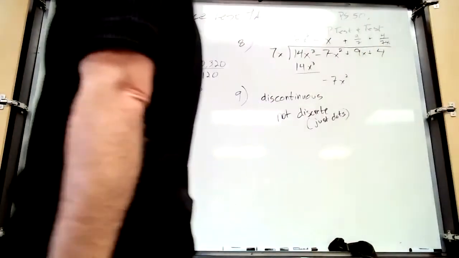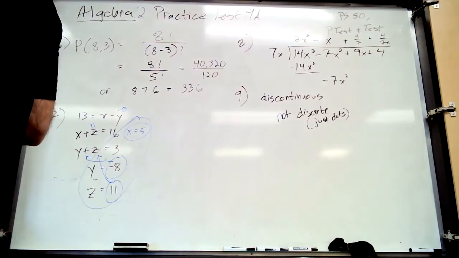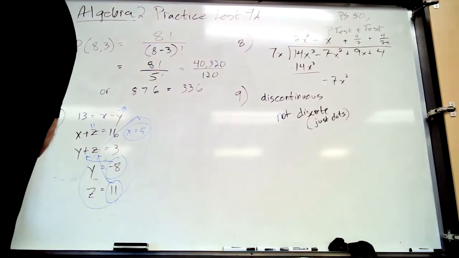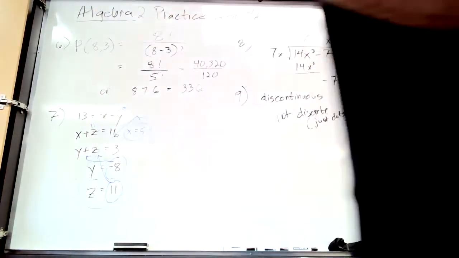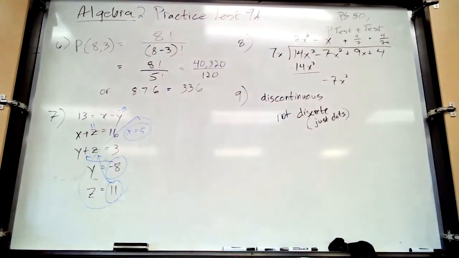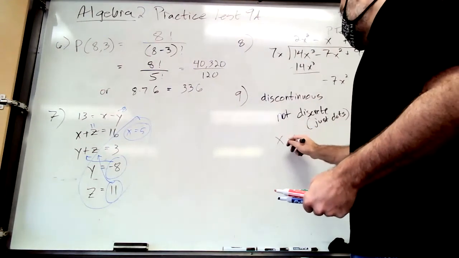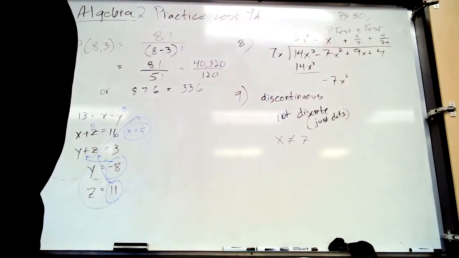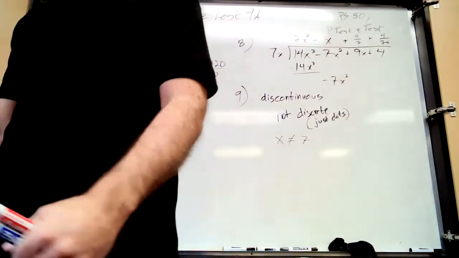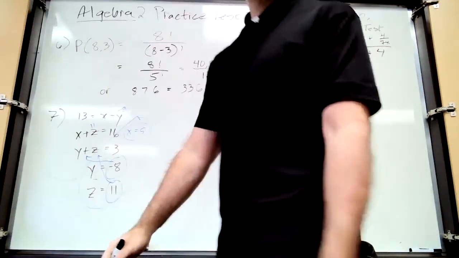So it's not discrete. So if the function is discontinuous, name the x values where the discontinuity occurs. Where do you pick up the pencil on the x-axis? 7. So x does not equal 7. Or you could just say, they say, name the x values where it's discontinuous. So you just write 7. Yeah, you can just write 7. Does that make sense, guys?